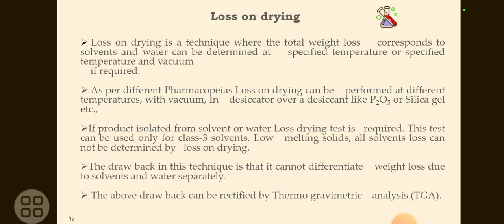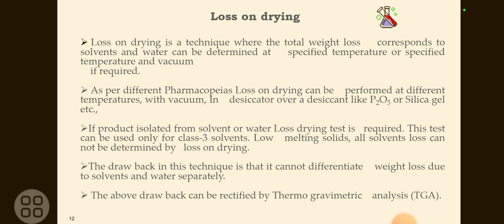So coming to the next topic, loss on drying. As I explained earlier, loss on drying is the technique to detect the solvents and the water content at a specified temperature. Different pharmacopoeias give different conditions, like at what temperature and for how long we have to heat the compound, and which desiccator you have to use. Sometimes they will mention phosphorus pentoxide, sometimes silica gel, etc.